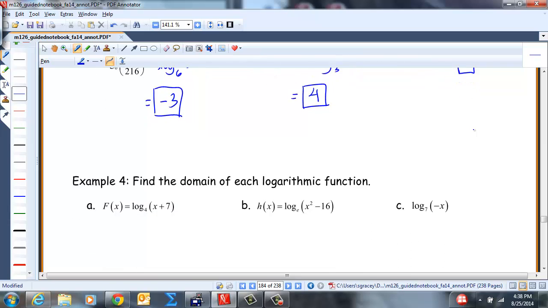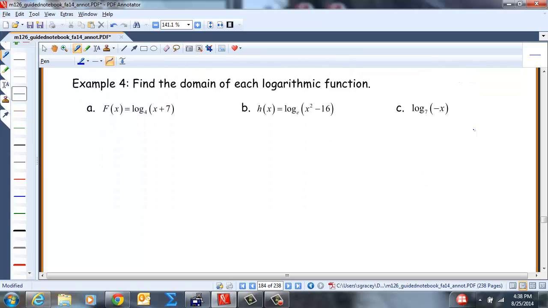Alrighty. So next up, we're looking at domain. Remember that the domain of a logarithmic function was all positive real numbers. So we basically want to take what's inside that log, and we want to say it has to be greater than 0. So for this one, if you take away 7 from both sides, x has to be greater than -7, so the domain in interval notation will be -7 to infinity.